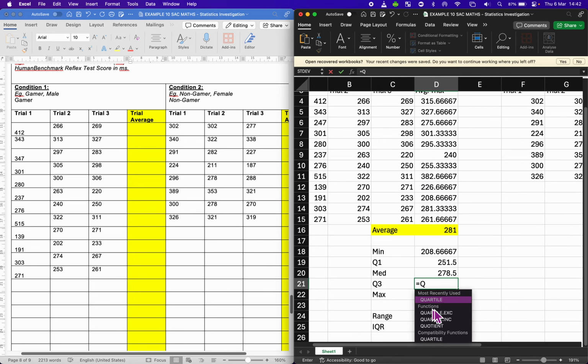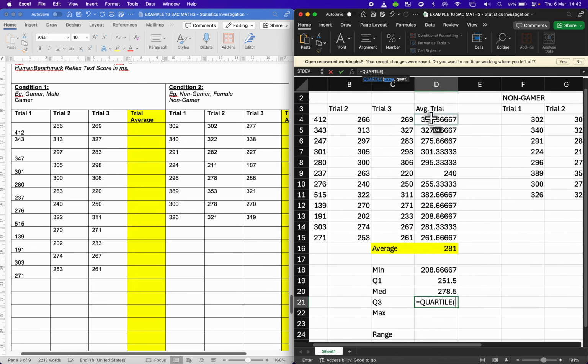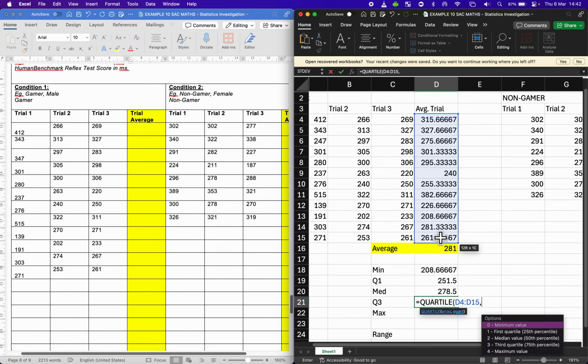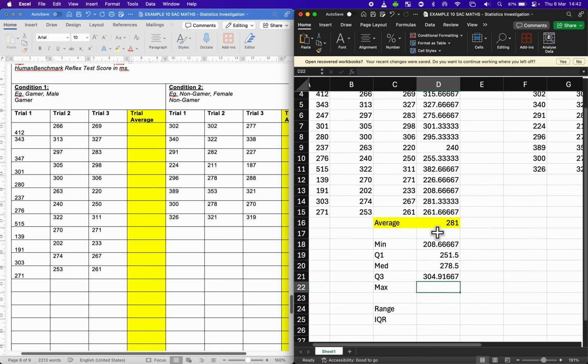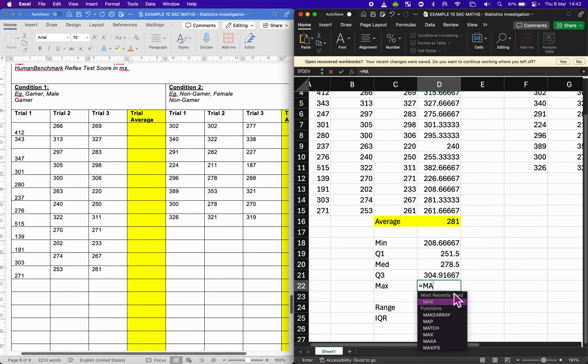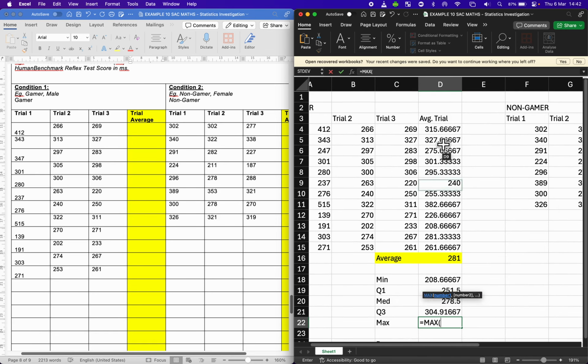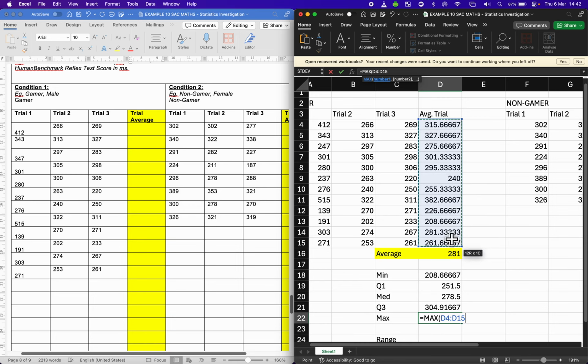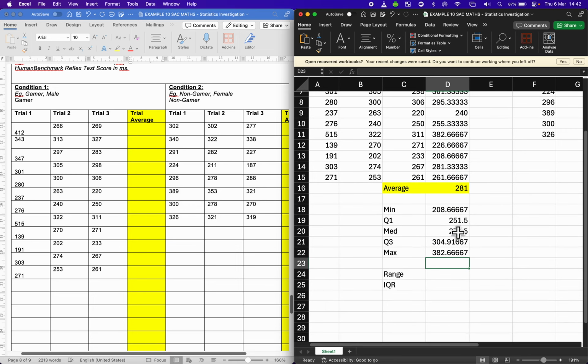How do I find quartile 3? Equals QUARTILE. Select the data. Find the quartile of this. What quartile do you want? Comma, 3. Done. And then the maximum, equals MAX. Select the data you want to find the max of. Boom. That's it. So median is an important number for me to talk about. Well, all of these are important. Let's color them all yellow. There's stuff that I can talk about in the analysis.